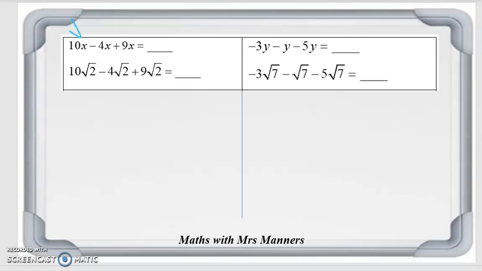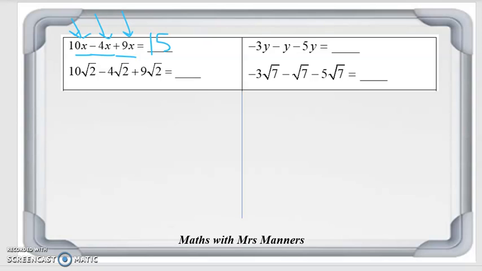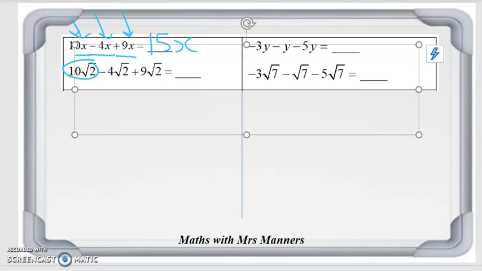Once again, I want to make sure you understand the similarity between collecting like terms. If I have 10x and I take away 4x and then I add 9x, well, 10x minus 4x is 6x, and 6x plus 9x is 15x. If we do that with surds, it's the exact same thing. 10 root 2 minus 4 root 2 is 6 root 2. Add on the 9 root 2 gives me 15 root 2.